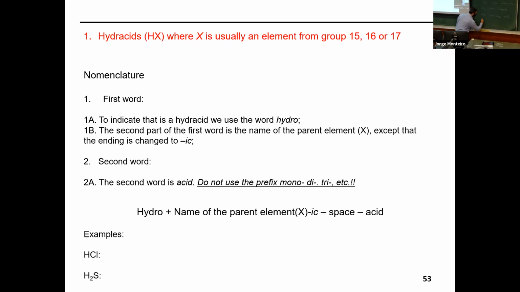Okay, so the second example, I will leave it for you to complete. H2S, that's a hydracid as well.